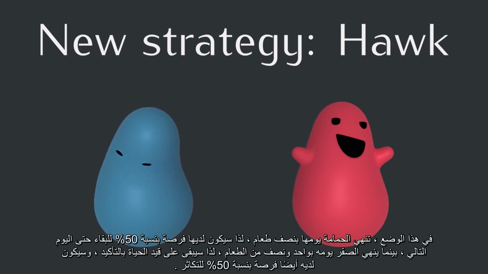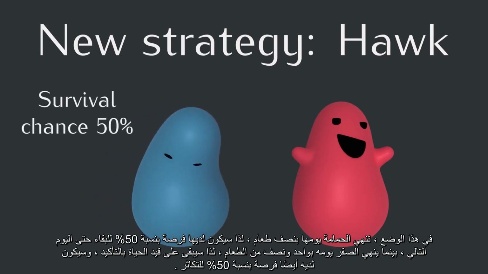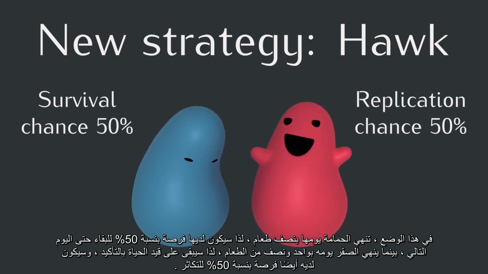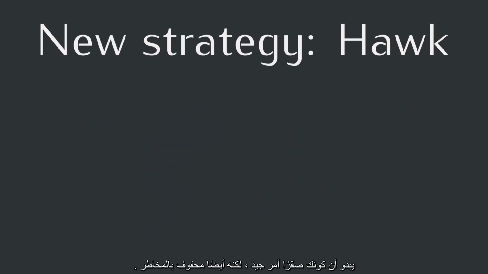So in this situation, a dove ends the day with half a food, so it'll have a 50% chance of surviving to the next day. And the hawk ends its day with 1.5 food, so it'll survive for sure and also have a 50% chance of reproducing. So it looks good to be a hawk, but it's also risky.